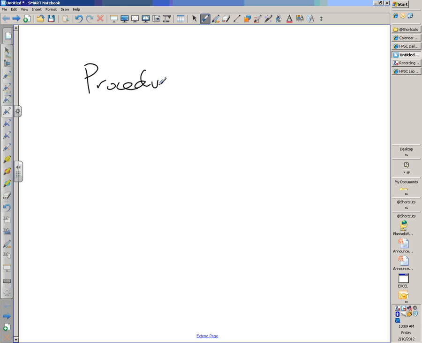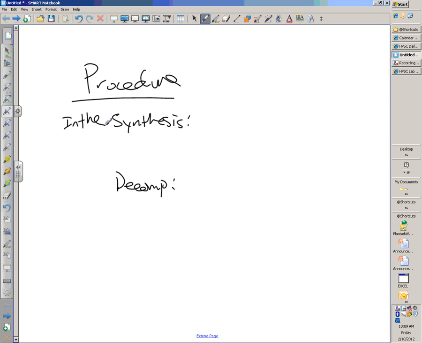Procedure, whatever, and put it in caps and underline it or something, okay? And then you can write synthesis, and then give me your description there, okay? And then you can write decomposition, and then write me there, okay? Or if you want to, do it as a separate paragraph, like in the synthesis reaction, and you can underline or bold synthesis somehow. That's fine, too. Okay?